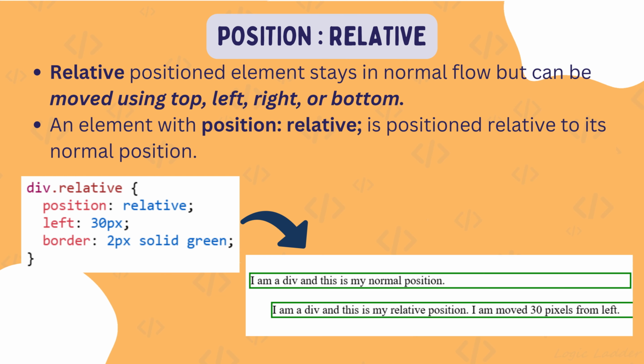Look at this example. Here you can see a div with no relative position set. Another div has relative property set and also left property is set as 30 pixels. This means that move the div from its normal position to 30 pixels left.